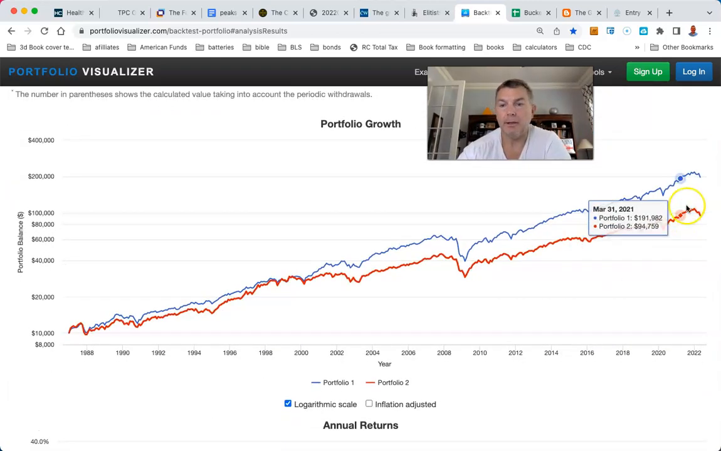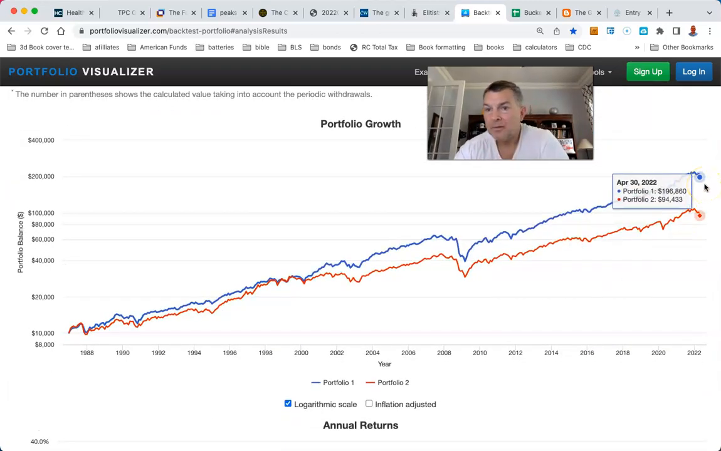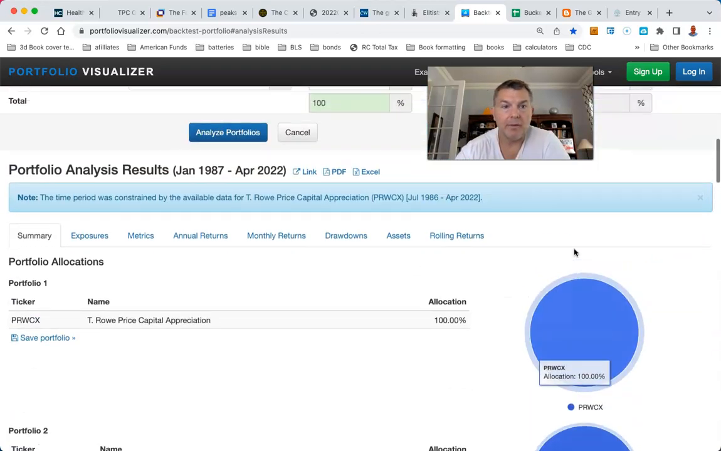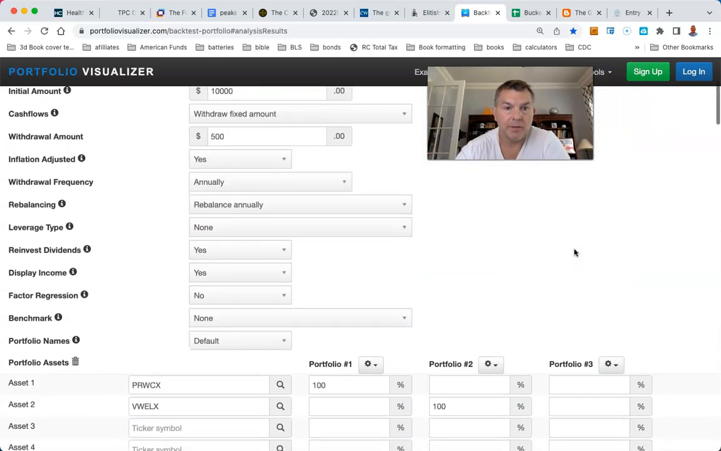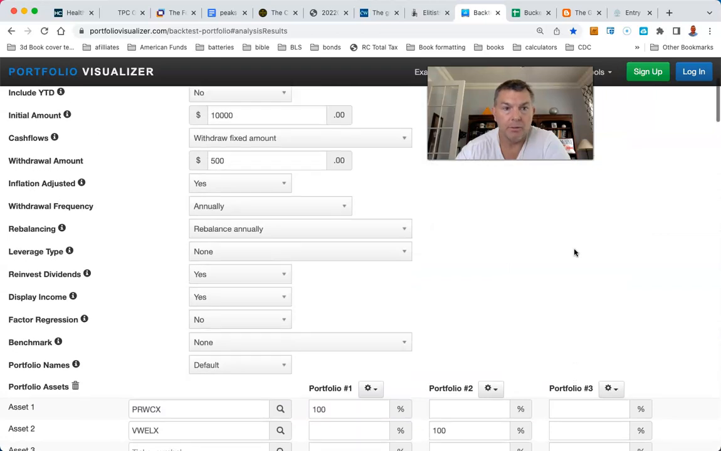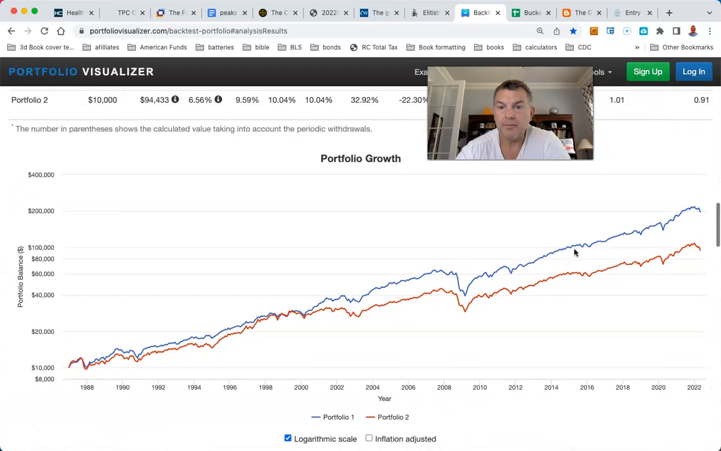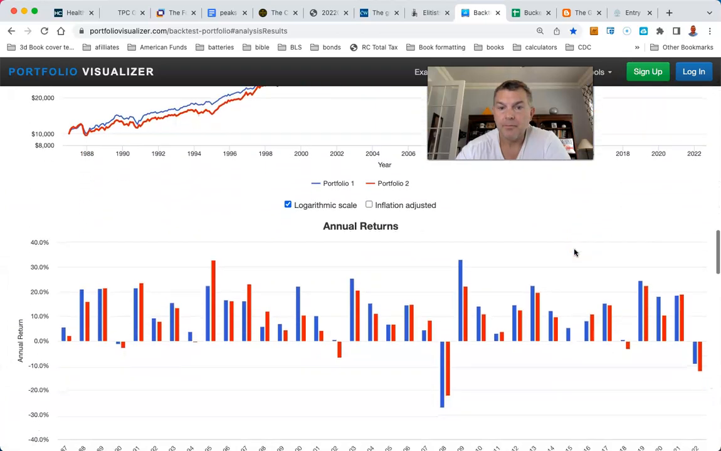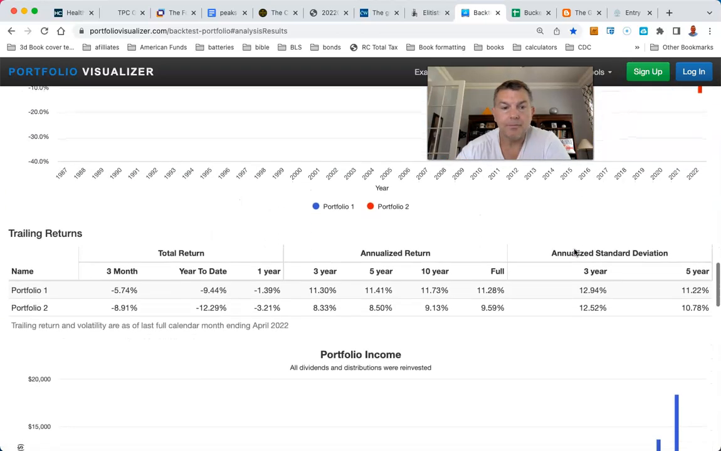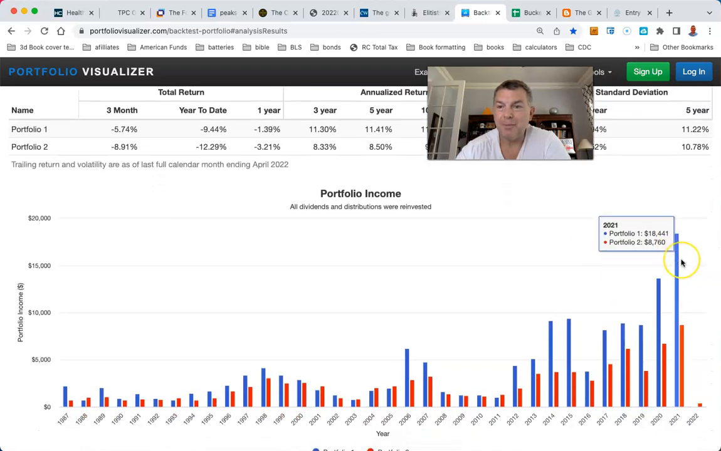Yeah, man, look at that. I can't argue with that. It smoked in terms of taking $500 a year out each and every year. Smoked it, the Wellington. No two ways around that. That's crazy, man. That's crazy. I just don't buy that income.